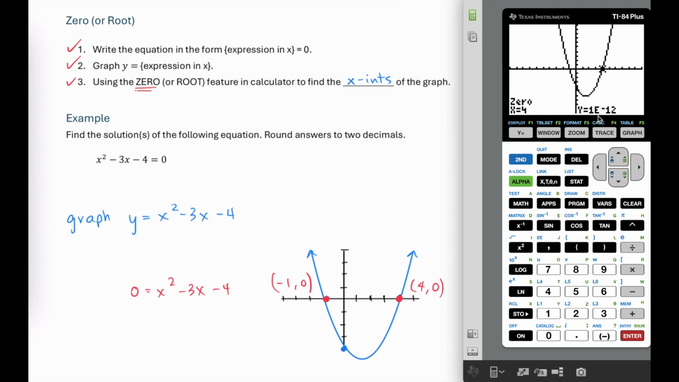So to finish this example, we were asked to find the solutions of the following equation, and the solutions are the x values that cause the output to be 0. The x values that cause the output to be 0 are the same x values that cause y to be 0 in this graph, which means that they are the x coordinates of the x-intercepts. So we have x is equal to -1 as one of the solutions, and x is equal to +4 as the other solution. And so this is one way we can use our calculator to help us solve an equation.